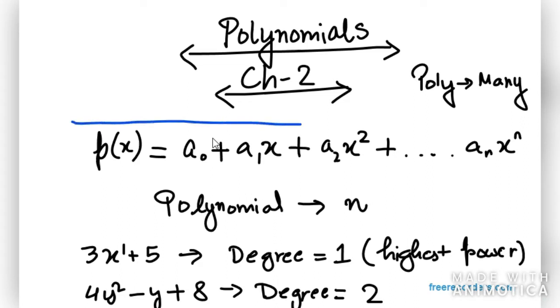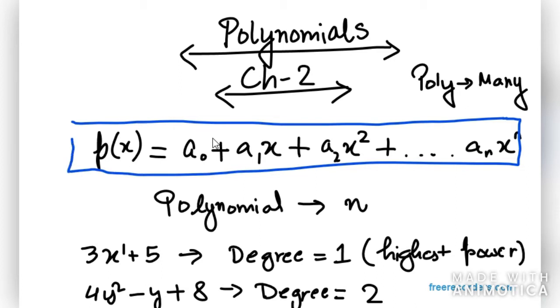A polynomial basically is an expression where we have a polynomial of degree n. As you can see in this case, we have n at the last term, a_n x^n. Poly basically means many. That means we have an expression which has many terms in it, and we don't know the number of them. Therefore we say that the polynomial always has a degree n.